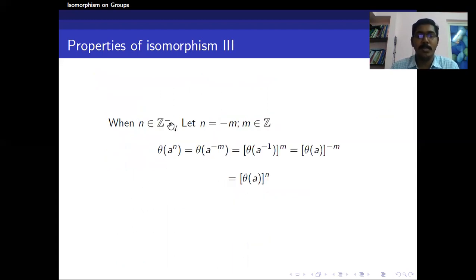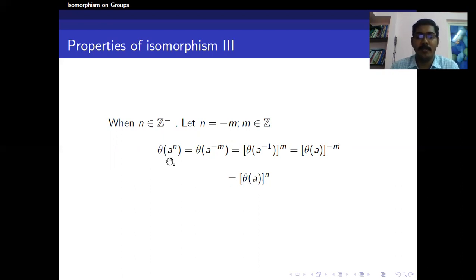Then case 3, suppose n belongs to the set of all negative integers. So we can choose n equal to minus m, where m belongs to the positive integers. Theta of a power n equals theta of a power minus m. So theta of a power minus m is equal to theta of a inverse whole to the power m. That means we multiply the inverse element of a, m times. And theta of a inverse whole to the power m is the same as theta of a whole to the power minus m, by the law of exponents. Replacing minus m by n, finally we get theta of a whole to the power n.